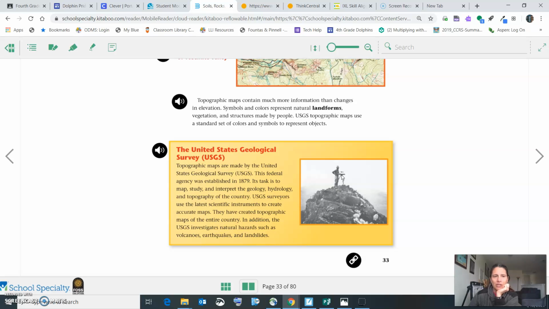Topographic maps are made by the United States Geological Survey, the USGS. This federal agency was established in 1879. Its task is to map, study, and interpret the geology, hydrology, and topography of the country. USGS surveyors use the latest scientific instruments to create accurate maps. They have created topographic maps of the entire country. In addition, USGS investigates natural hazards such as volcanoes, earthquakes, and landslides. So that looks like it might be a fun and interesting job.